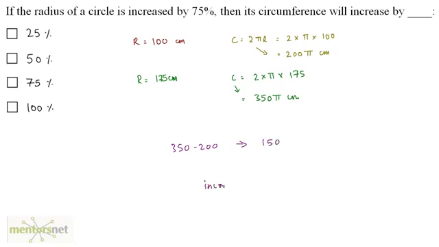So increase percentage will be the increase upon the base value, on how much has this increased. So 150 is an increase on 200. So 150 by 200 times 100, that is 75%. Well, actually this should be pi, and this should be pi, and this should be pi, right? This will be 150 pi, 350 pi minus 200 pi. Okay, I hope you got the point. So the increase percentage is 75%. So option C is the right answer.